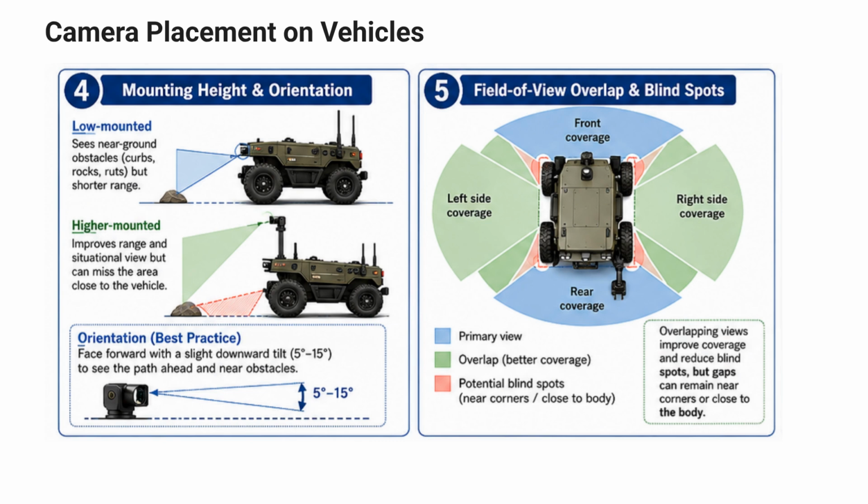Front, rear, and side cameras should overlap enough to reduce gaps during turning and close maneuvering. Even with multiple cameras, blind spots may remain near the vehicle corners or body panels. Therefore, camera height, angle, and overlap must be designed together to provide safe and continuous coverage.